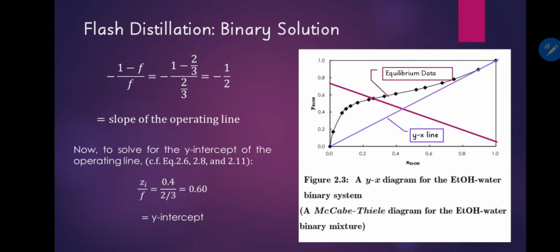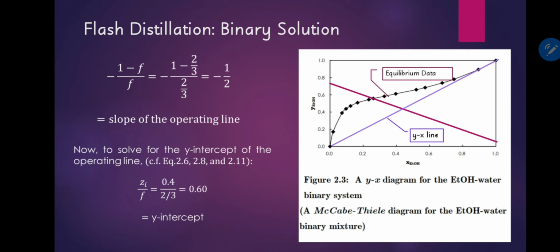And that will give us negative (1 minus f) over f, where again f is equal to V over F, which is equal to 2 over 3. Let's just substitute here: 1 minus 2 over 3, over 2 over 3. That will give you the slope of negative 1/2. That is the slope of your operating line.